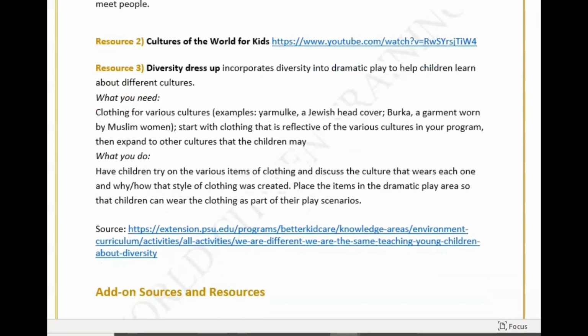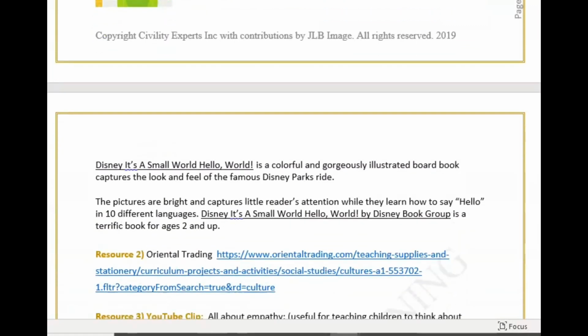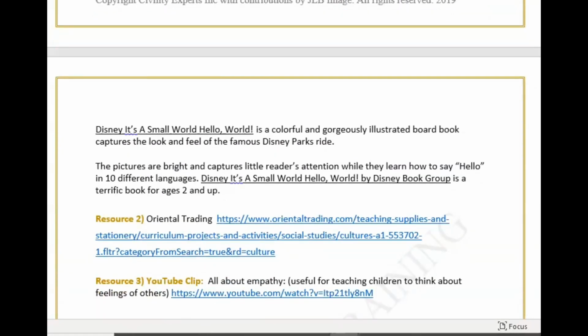So there are some books and resources. Children love storybooks, and so I would look for books in your country or culture, in your language that you can use. There are often books similar to what we've provided here.